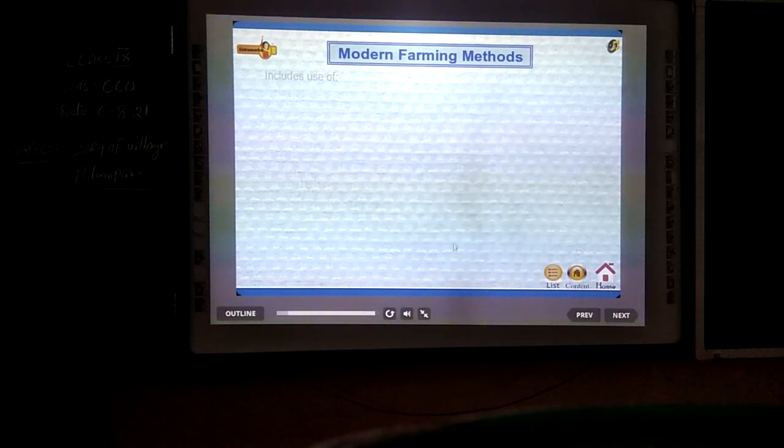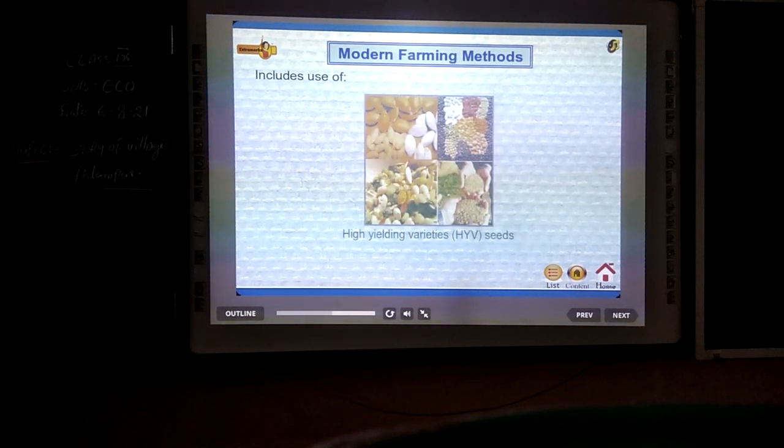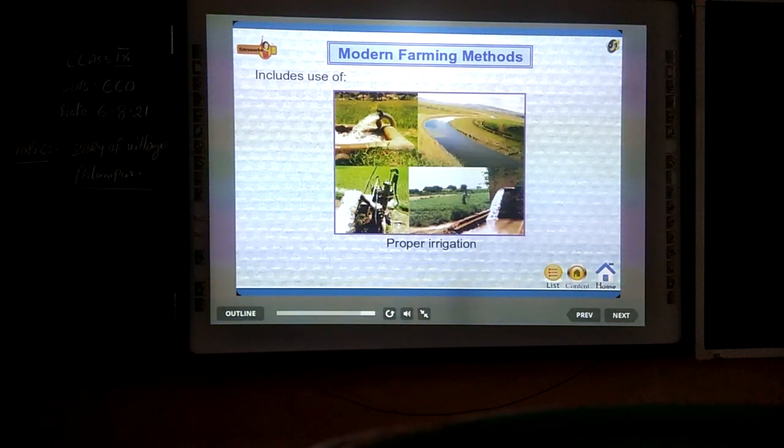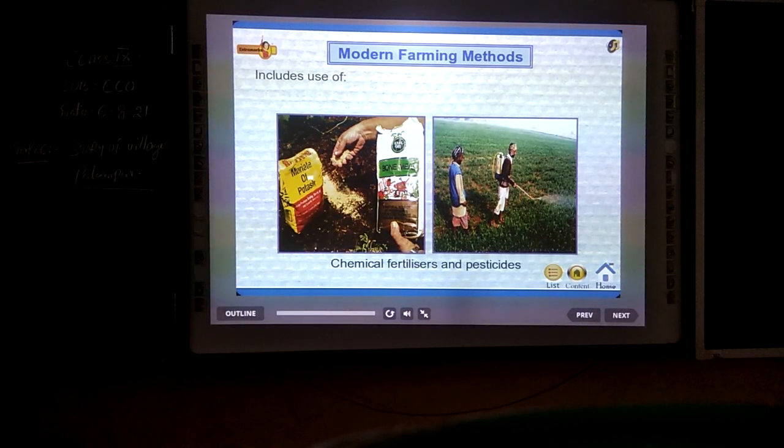On the other hand, the modern farming method includes use of modern techniques and farm machinery, use of high-yielding variety HYV seeds, proper irrigation methods, and use of chemical fertilizers and pesticides, etc.